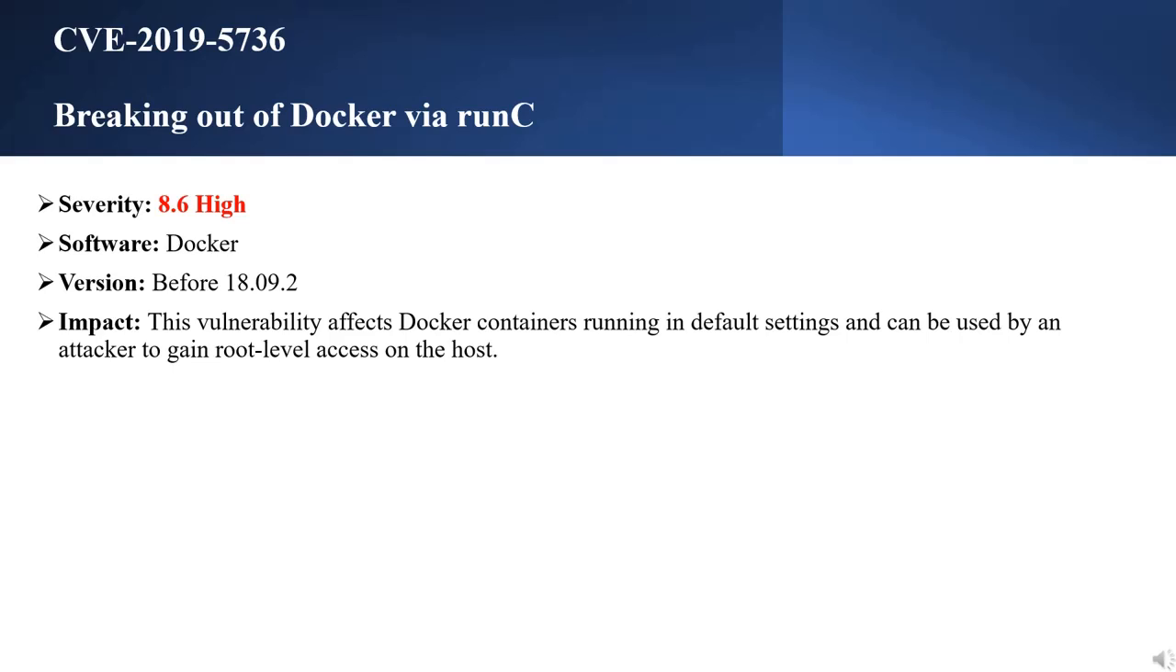To discuss further, the second vulnerability is breaking out of Docker via runc, and the CVE for this vulnerability is 2019-5736. The severity score for this vulnerability is high, 8.6, and the affected software is Docker. Docker is an open source software and is a set of platform as a service products that use OS level virtualization to deliver software in packages called containers. The affected version of Docker is 18.9.2 and earlier.